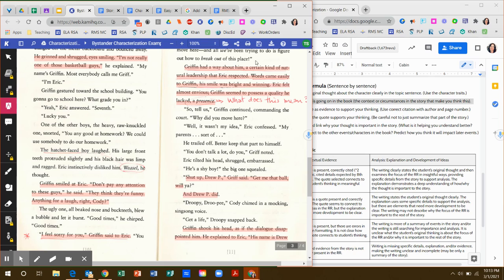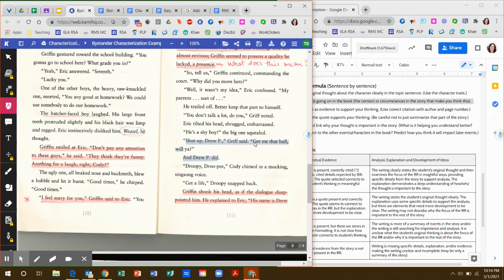And Eric notices Griffin has a way about him, a certain kind of natural leadership that Eric respected. Words came easily to him. His smile was bright and winning. Eric felt almost envious, right? Griffin seems to possess this quality, like a presence. And so I really had to think about, what does that mean? And it's that kind of arrogant confidence of like, you're lucky to be around me, right? And so he's got this whole gang of kids around him that clearly, when he commands, get me that ball, and Drew does it, right? He doesn't say, you get it. You're the one who missed, you go get it.